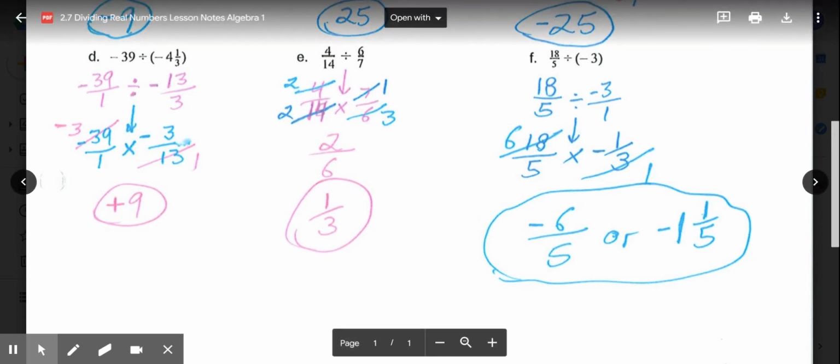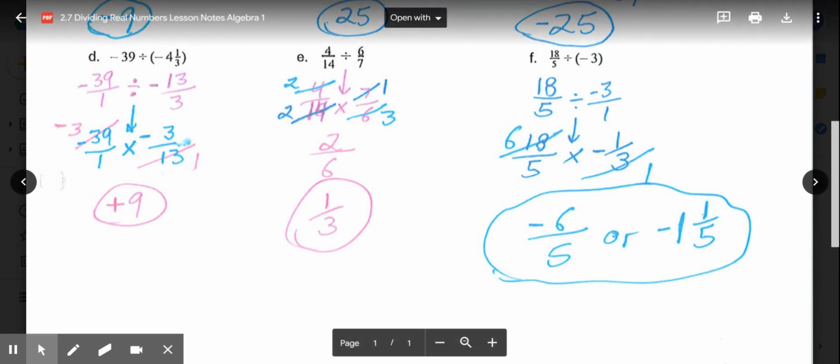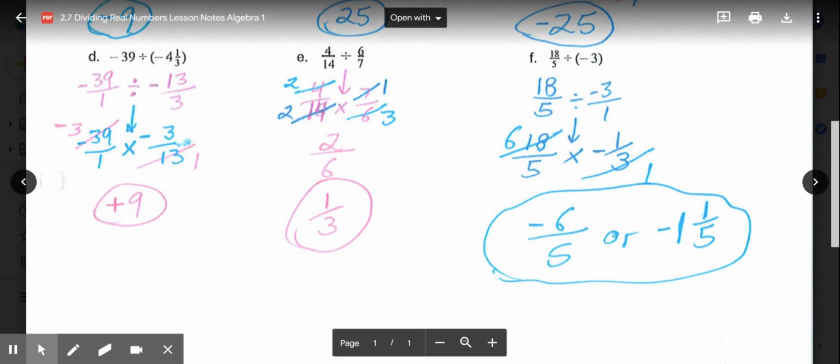So remember, any whole number can be written over 1. So we really have 18 over 5 divided by a negative 3 over 1. So then we're going to follow our rules of dividing fractions and multiply by the reciprocal. So we have 18 over 5 multiplied by the negative 1/3. Cross simplify the 3 and 18. Both can be divided by 3. So we end up with a 1 and a 6. So 6 over 5 multiplied by negative 1 over 1.